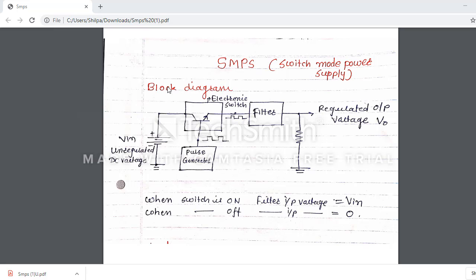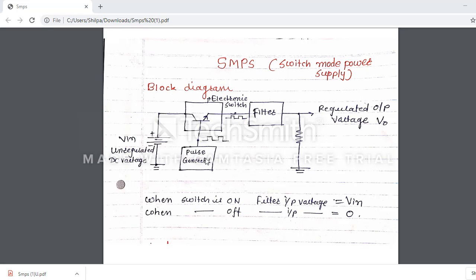So from the block diagram it shows that the SMPS is also a series regulator. Now this consists of four components. First is V input, the unregulated DC voltage, then electronic switch, pulse generator, and filter, and this one is the load. Okay, now we see the operation.